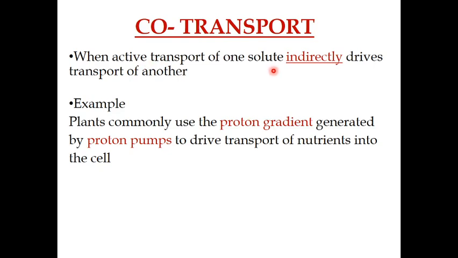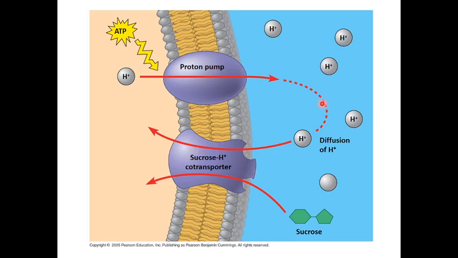When active transport of one molecule's solutes indirectly drives the transport of another, which I just told you at that point of time, plants commonly use this proton gradient to generate proton pumps to drive the transport of nutrients into the cell. Let us see this example, which has been explained in another slide, simply here. Now just see, a sucrose molecule is there outside, and you want to send this sucrose molecule inside the cell. But this one we have already discussed: H plus ions are sent from lower concentration to the outside with the help of ATP, which is called the proton pump.